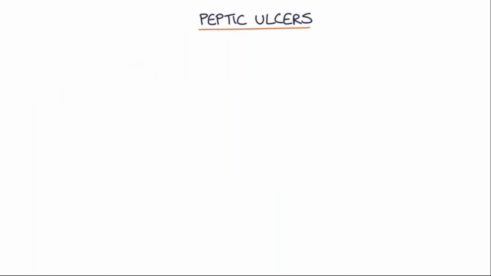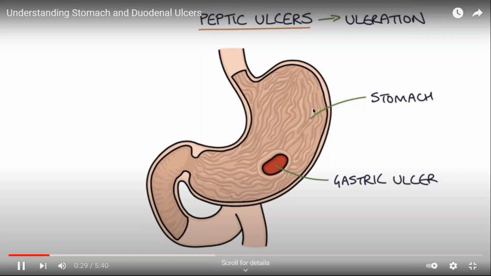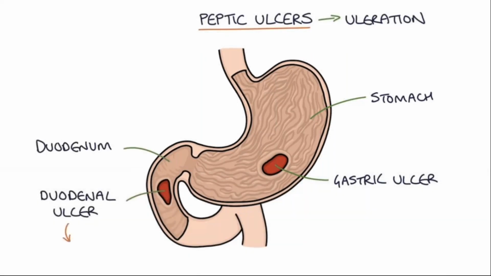Let's jump straight in. Peptic ulcers involve ulceration of the mucosa of the stomach, which we call a gastric ulcer, or of the duodenum, which we call a duodenal ulcer. And duodenal ulcers are more common.